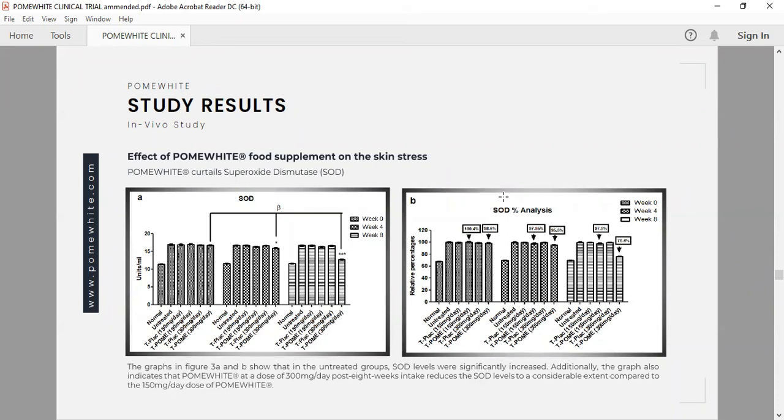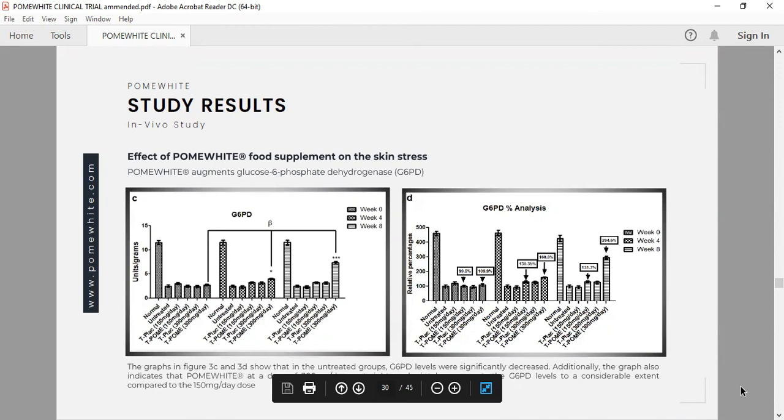And obviously, when reactive oxygen species is minimized in the body, it will contribute to the overall healthiness of the skin and wellness of the skin. Here, the percentage analysis could be seen, and a 25% decrease in SOD levels is reported.